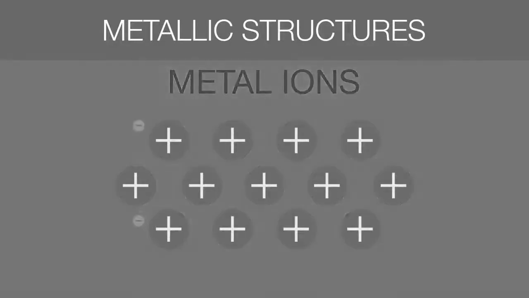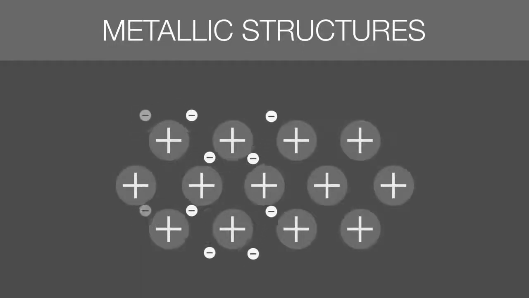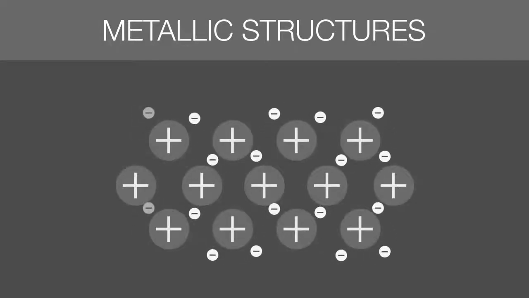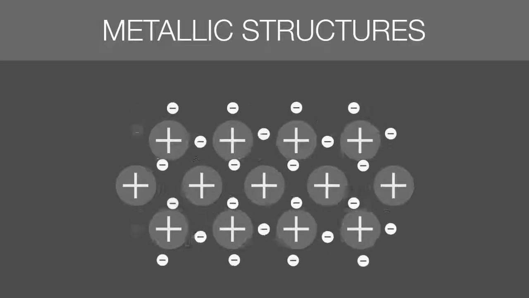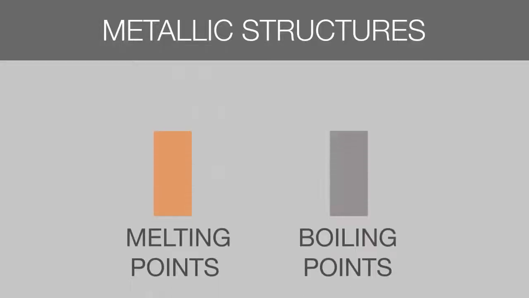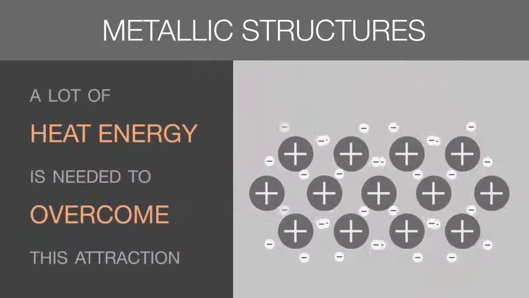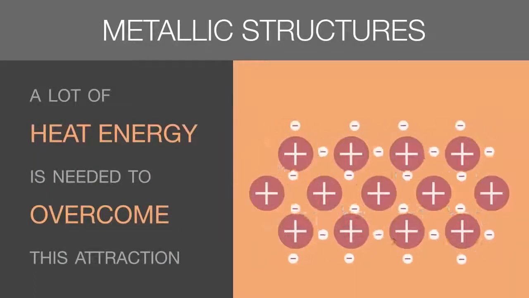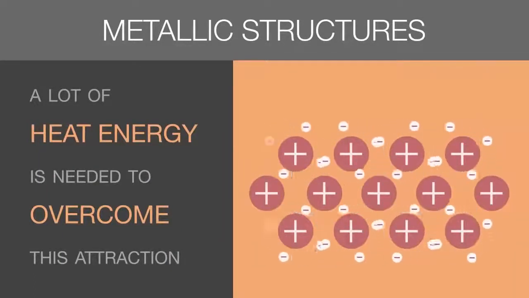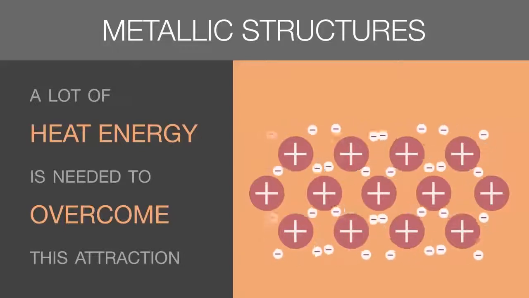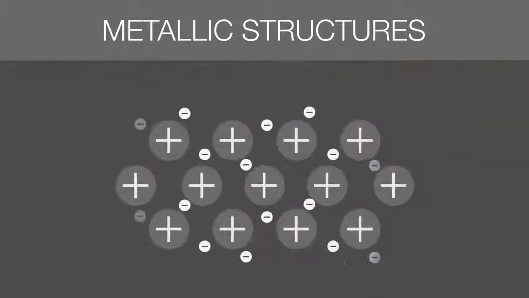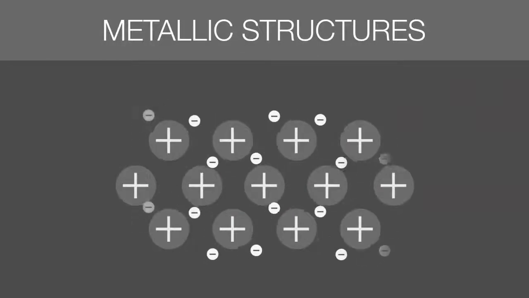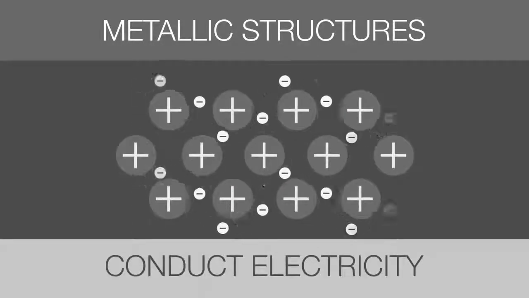The free-floating electrons act like a glue and hold the structure in place. This is a very strong attraction and explains why metals have high melting and boiling points. A lot of heat energy is needed to overcome this attraction. This is also why metals are very good conductors of heat. Free-floating electrons are the reason why metals can conduct electricity.